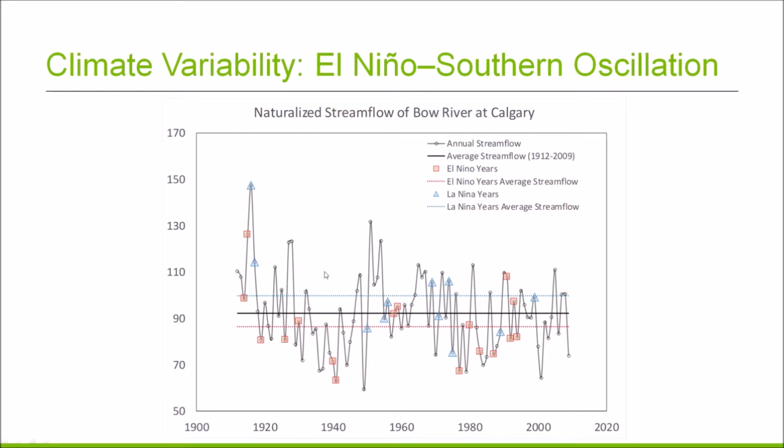Now, this dotted blue line is showing the average stream flow in La Nina years, and the dotted red line is showing the average stream flow for El Nino years. The black line is the mean stream flow for the total time period. So you can see that in El Nino years, usually the stream flow is less than what it should be, and you could see the opposite effect in the La Nina years.